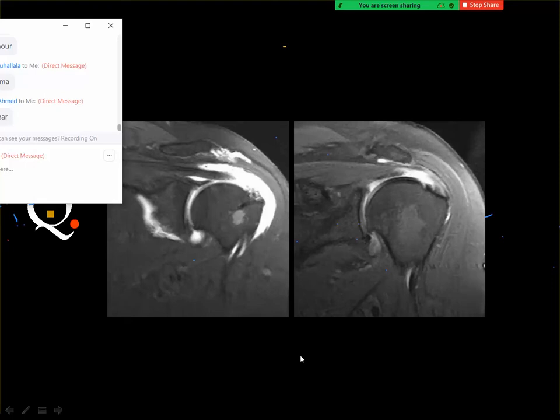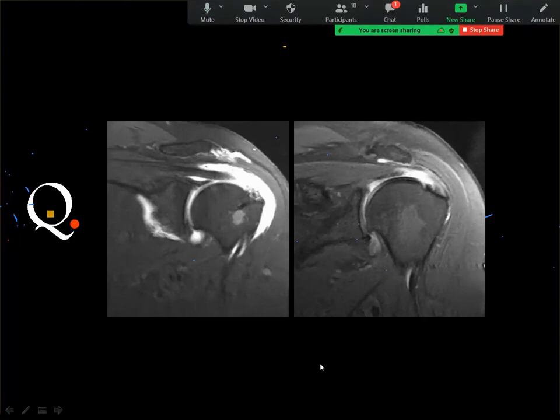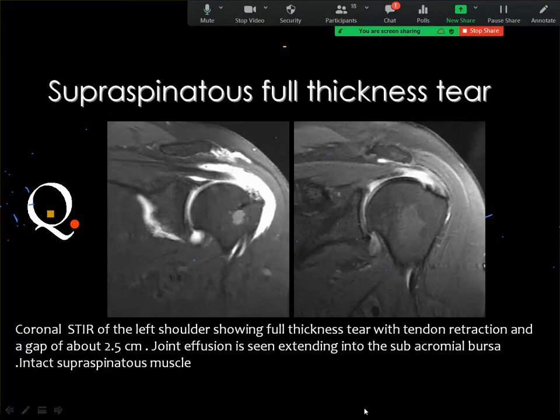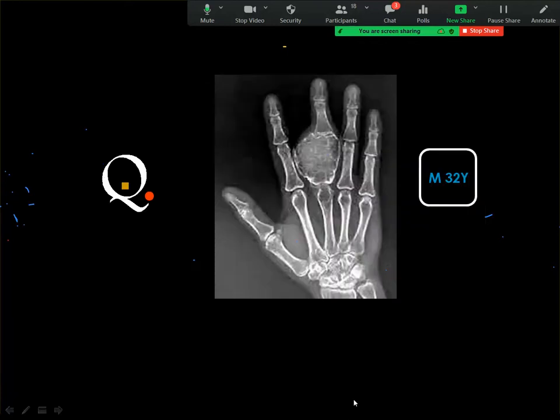Okay, supraspinatus tear, complete tear, yes, supraspinatus complete tear. And you know that for a supraspinatus tear, you should mention the distance between the cut edges of the tendon, and you should mention also the state of the muscle, if it is atrophic or not. But this muscle is not atrophic because of the absence of fat streaks within the muscle fibers itself.